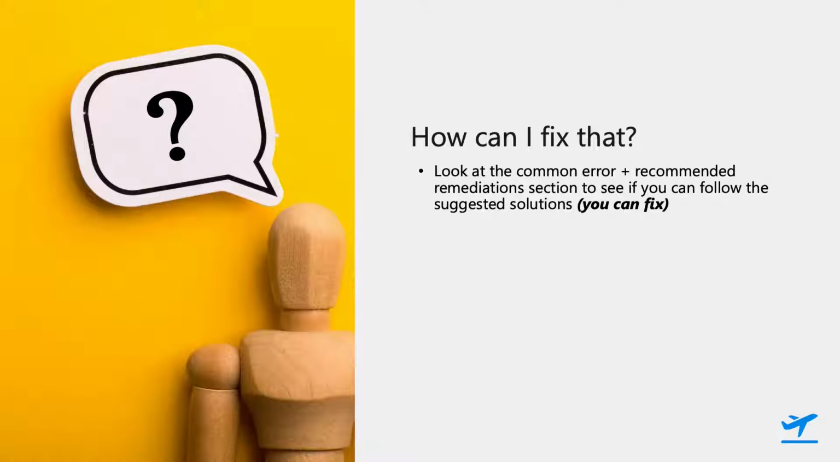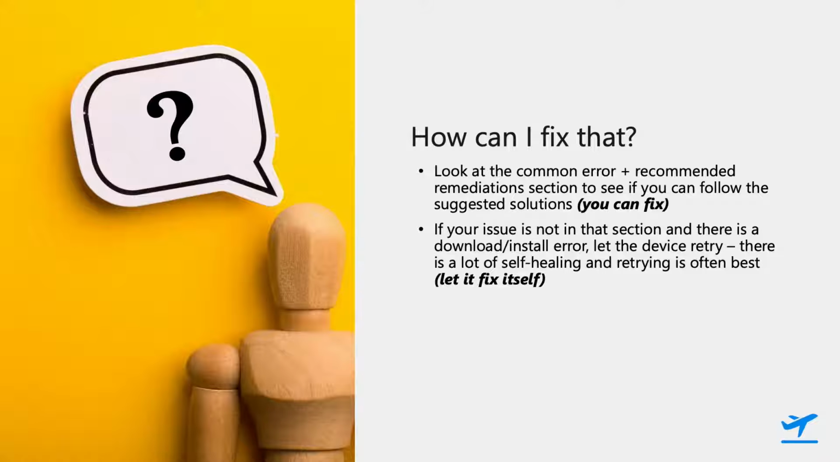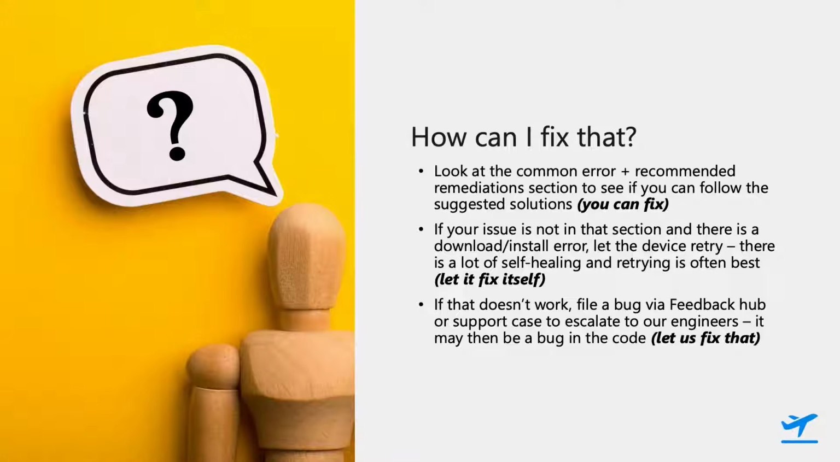Firstly, you can reference our error code list along with the suggested remediations. If the error you found is not in that list and there's a download slash install error, let the device retry. Oftentimes, retrying can fix the issue itself. If that doesn't work, please file a Feedback Hub bug and in the description, attach the logging files you viewed along with the error code that you have found. This will allow our engineers to take a look at your problem and potentially it could be a bug in the code.